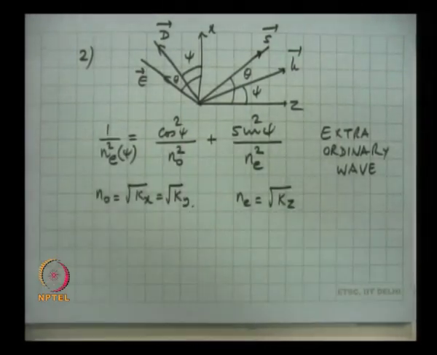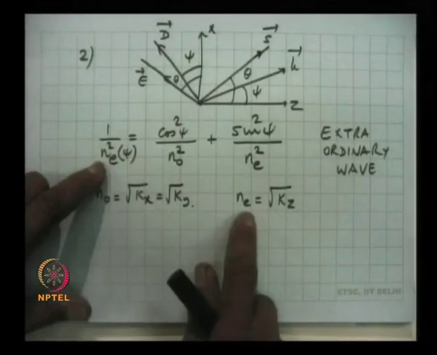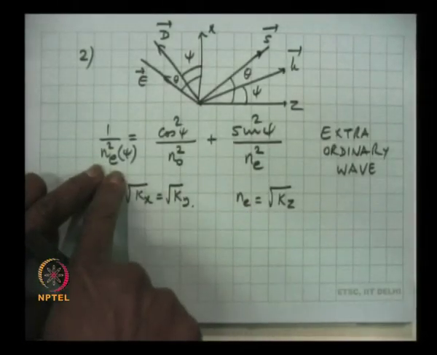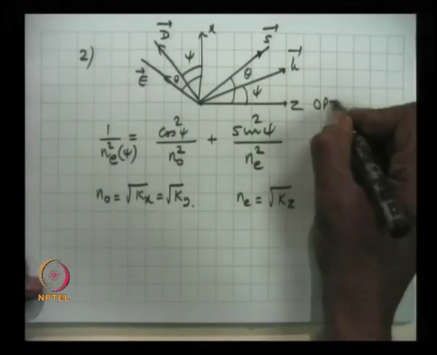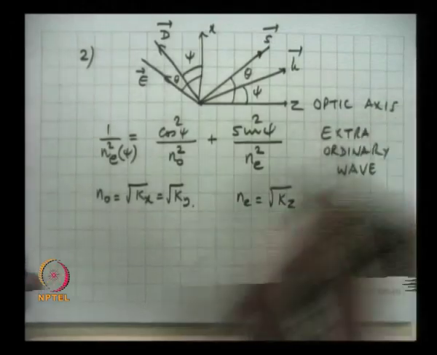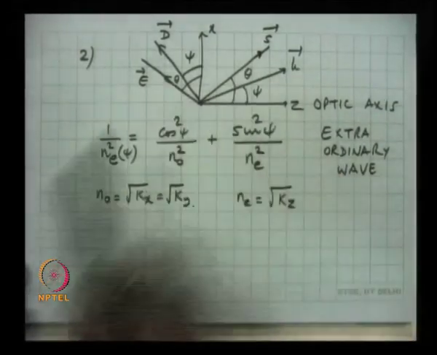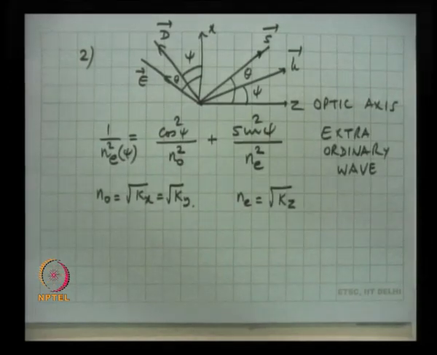For this wave, the s vector and k vector are not parallel, and hence the name extraordinary. It is not like an isotropic medium, it behaves in a different fashion, and so it is called an extraordinary wave. And Ne of psi, please differentiate Ne of psi and Ne. Ne is a constant. Ne of psi, when I write, means the refractive index as seen by the extraordinary polarization when it propagates with its k vector making an angle of psi with the optic axis. This is the optic axis, this is the optic axis, the k vector makes an angle psi with the optic axis.